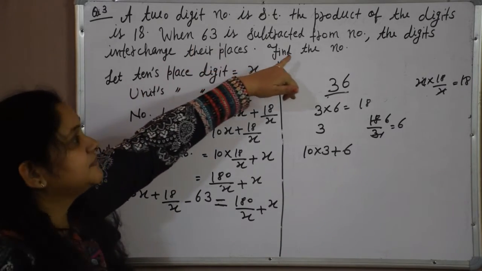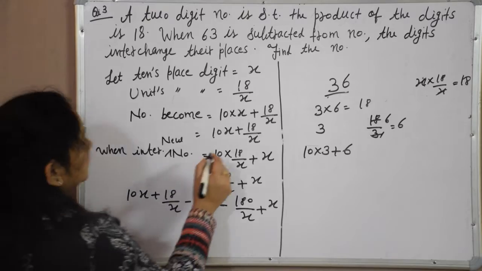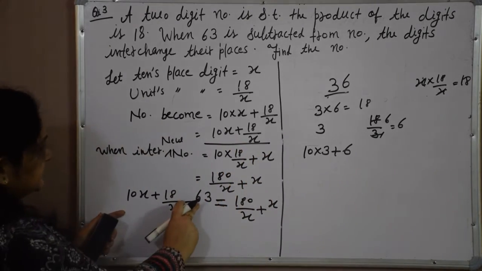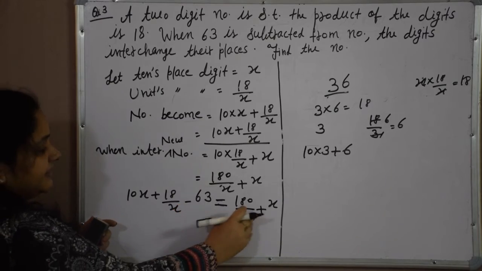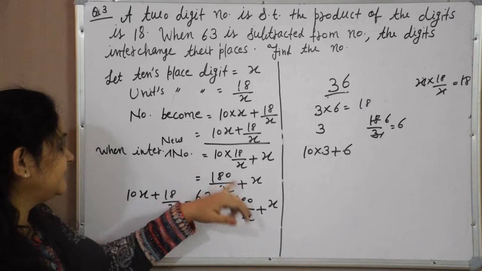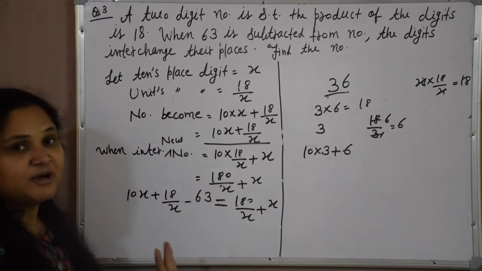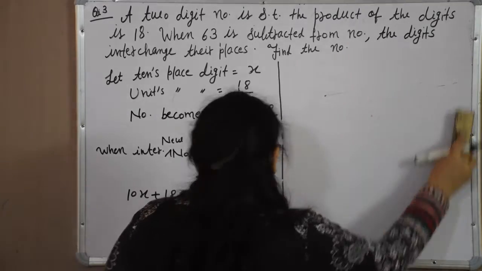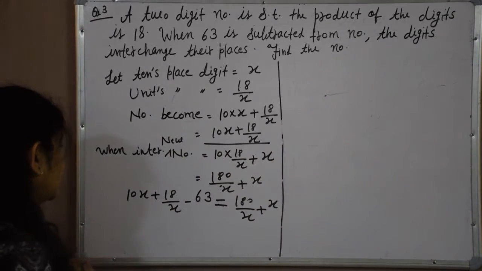Now the condition is given: when 63 is subtracted from the number. The original number was this number, and from this number 63 is subtracted and we get the new number, which has interchanged places. After interchanging we got this. Now I think you understood fully. Now we just have to solve it.